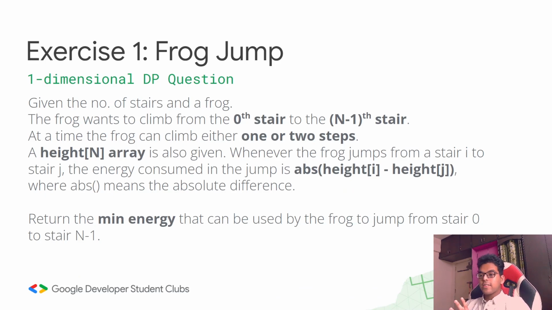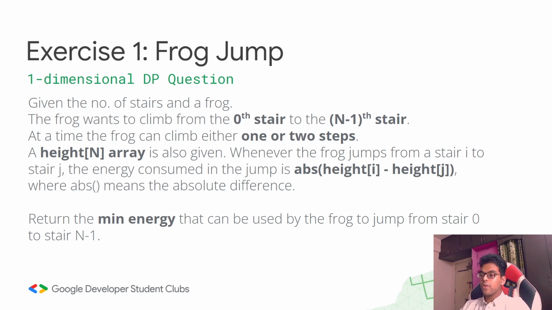So now let us take some exercises from DP and try to solve them. The first exercise is called frog jump, which is a one-dimensional dynamic programming question. The input parameters that we are given are the number of stairs and a frog. The objective is that the frog wants to climb from the 0th stair to the last stair, which is the n-1 stair. And the constraint is that the frog can climb either 1 or 2 steps from the current stair. We are also given a height array which is used for the energy calculation.